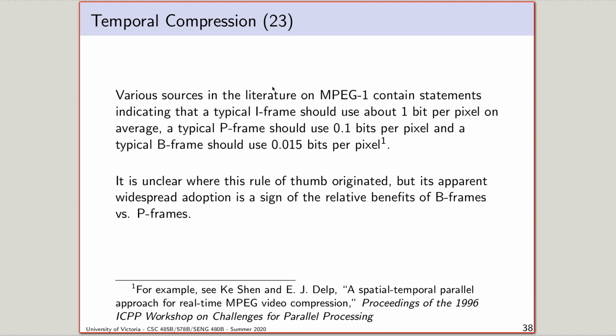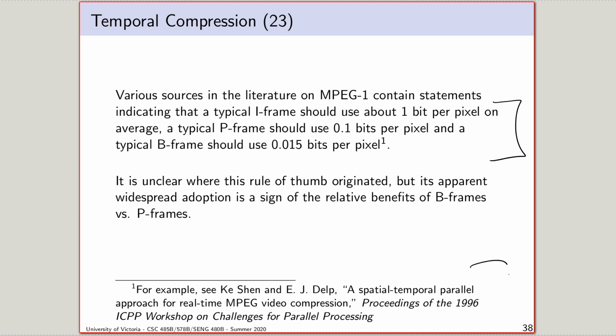A lot of pieces of work that refer to the MPEG standard, however, so I'm going to present this evidence as hearsay, a lot of pieces of work seem to indicate that there is this rule of thumb. MPEG-1, generally we should expect that we use about 1 bit per pixel on average for an I-frame, 0.1 bits per pixel for a P-frame, so about 10%, and 0.015 bits per pixel, so 15% of a P-frame for a B-frame. That means if I can use a B-frame instead of a P-frame just once, I'm saving 85% of the storage. So I want to use as many B-frames as I can if I have them.